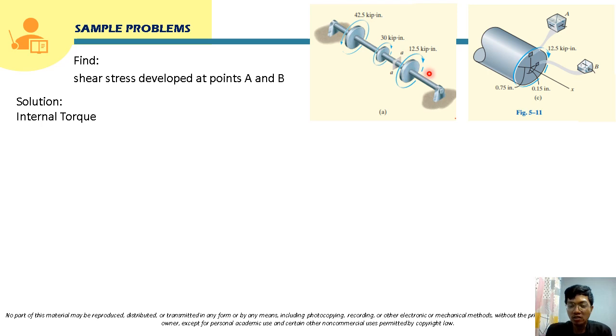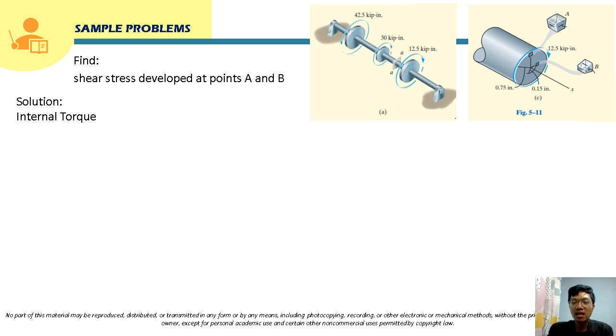Okay, so we can consider either this segment or this segment. And class, take note here that the supports of this shaft are bearings. So these supports are not fixed supports. Class, remember that if it is a fixed support, there will be a restriction for the shaft to rotate, so there will be a reaction torque.